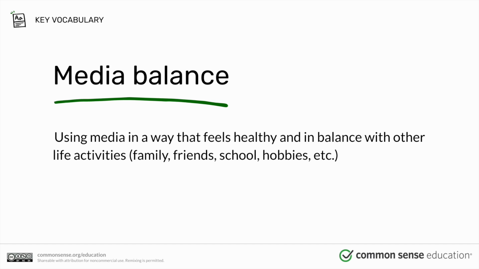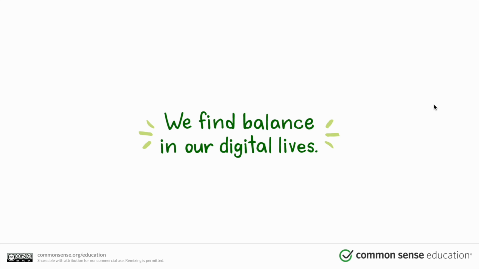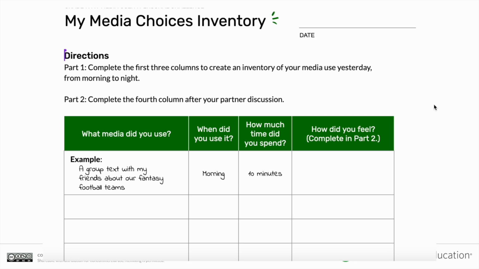Okay, let's go back to where we started now with media balance. When we balance our media use, we're using media in a way that feels healthy and in balance with other life activities such as family, friends, school, hobbies, and others. A guideline, this is just a vocabulary word, is a set of criteria or a piece of advice for how to do something. So if you're setting guidelines for yourself, they're almost like rules or things that you want to follow to find that balance in our digital lives.